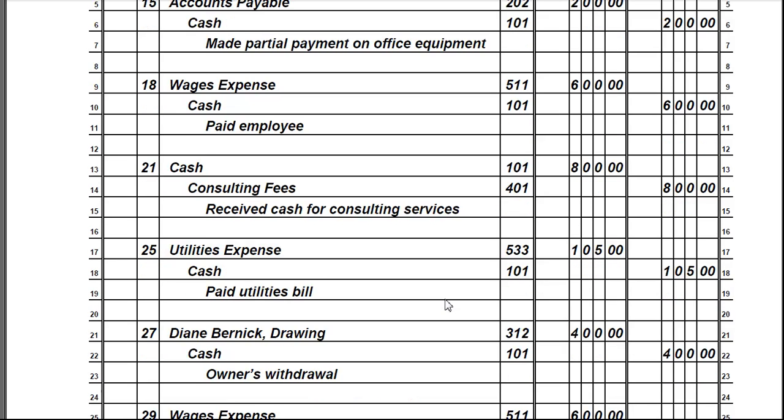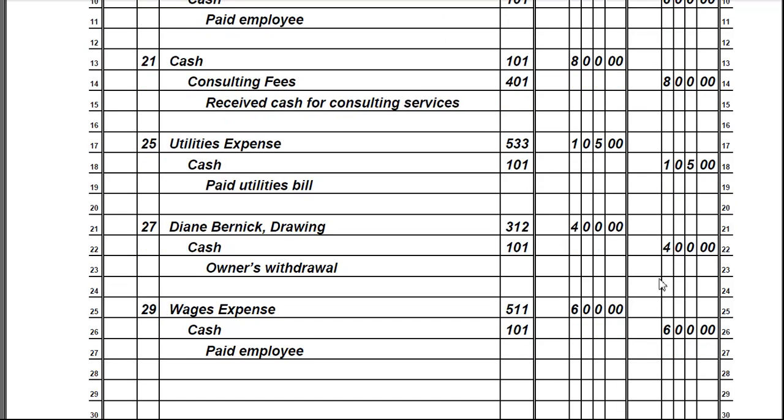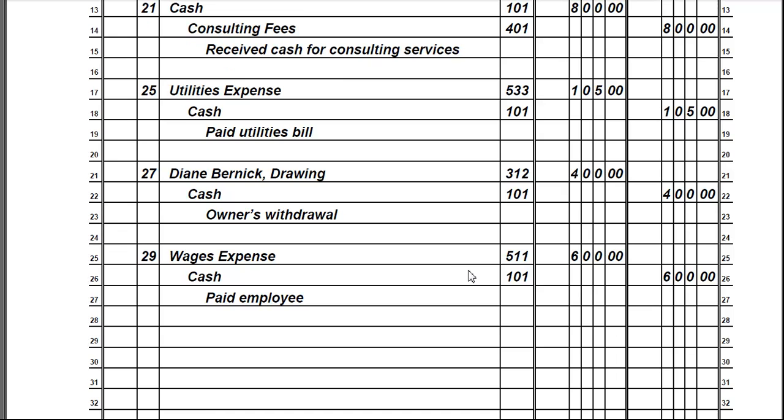Then the owner withdrew some money, so we always debit the owner's drawing account when they take out money and then credit cash because it's decreasing cash. Then I paid my part-time employee again, so debit wages expense and then credit to cash.